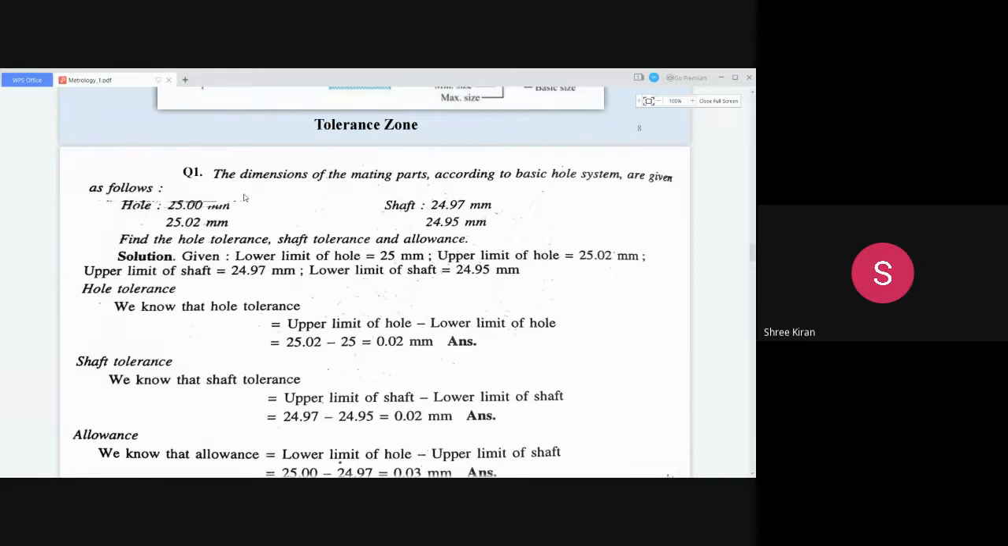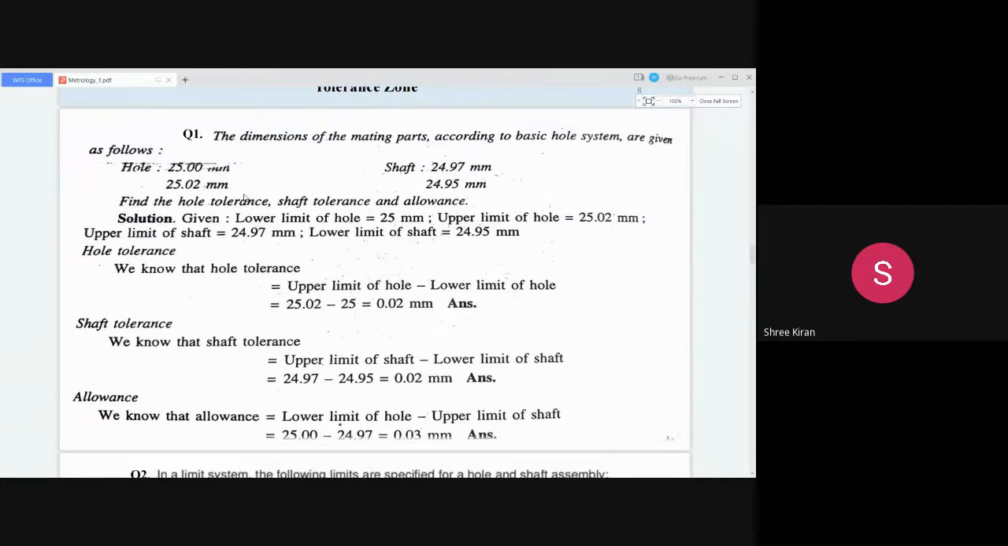So the first question is like this. The dimensions of the mating parts according to the basic hole system are given below. Hole is 25 mm, and shaft is 24.97 mm and 25.05 mm, etc. So find the hole tolerance, shaft tolerance, and allowance. We have to find both the hole tolerance as well as the shaft tolerance.